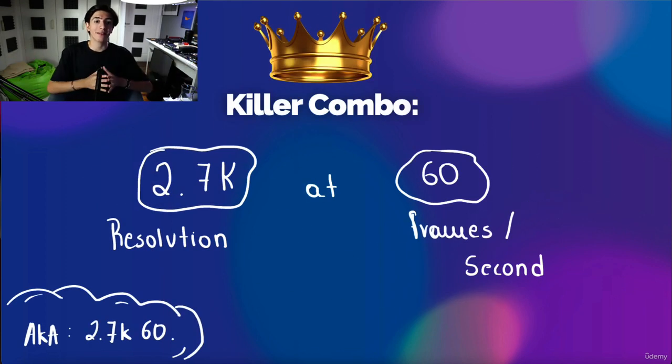So if we combine the suggested frame rate and the suggested resolution, we have the so-called killer combo, which is 2.7K at 60 frames per second. This is what I would suggest you to shoot with your smartphone on a daily basis. This means that we have a decent resolution with, again, an increased amount of pixels, so we have that quality and clarity of image in addition to sharpness, and 60 frames per second, which means that we can slow down the video up to 2 times in post-production. This is also known as 2.7K 60, and it is a very, very common combination in videography.